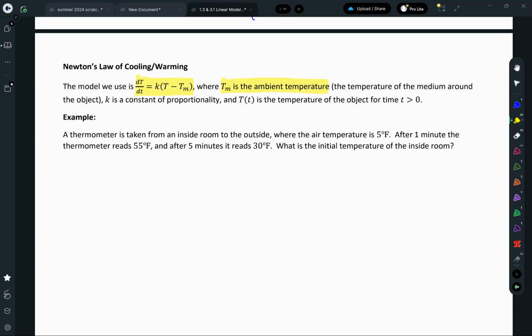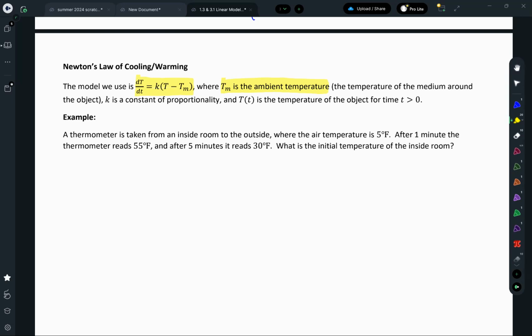All right, let's do an example so we can see how this works. A thermometer is taken from an inside room to the outside, where the air temperature is 5 degrees Fahrenheit. After 1 minute, the thermometer reads 55 degrees Fahrenheit. And after 5 minutes, it reads 30 degrees Fahrenheit. What is the initial temperature of the inside room?